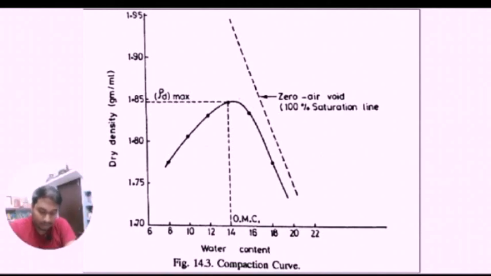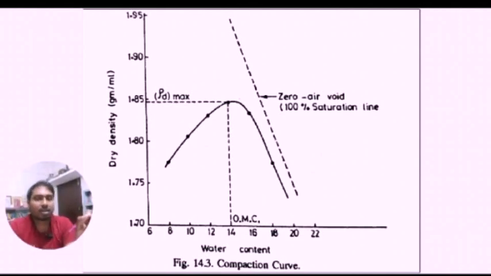Now coming to this graph, what do we have? We have two things, the water content and the corresponding dry density for several trials. In this graph we have 6 trials, and for these 6 trials we have the water content and corresponding dry density. Using this data, we plot this graph between water content and dry density, and we get this type of curve.